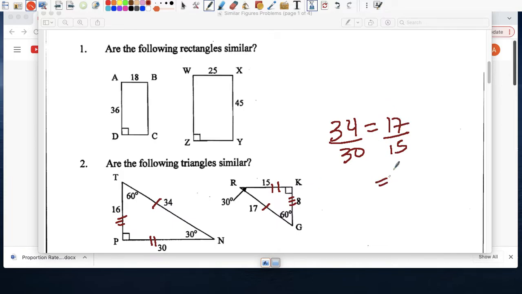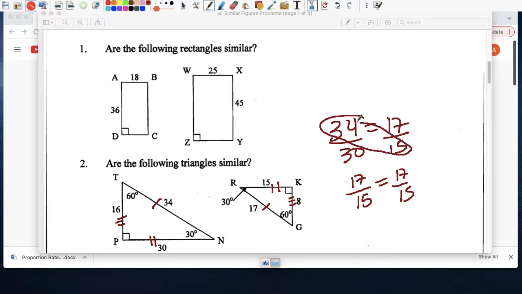Are they equal to each other? Well, you can cross multiply. I would simplify. It's so much easier. 34 divided by 2 is 17, 30 divided by 2 is 15. And right away you can tell that they are equal to each other. They are similar because they're proportional.